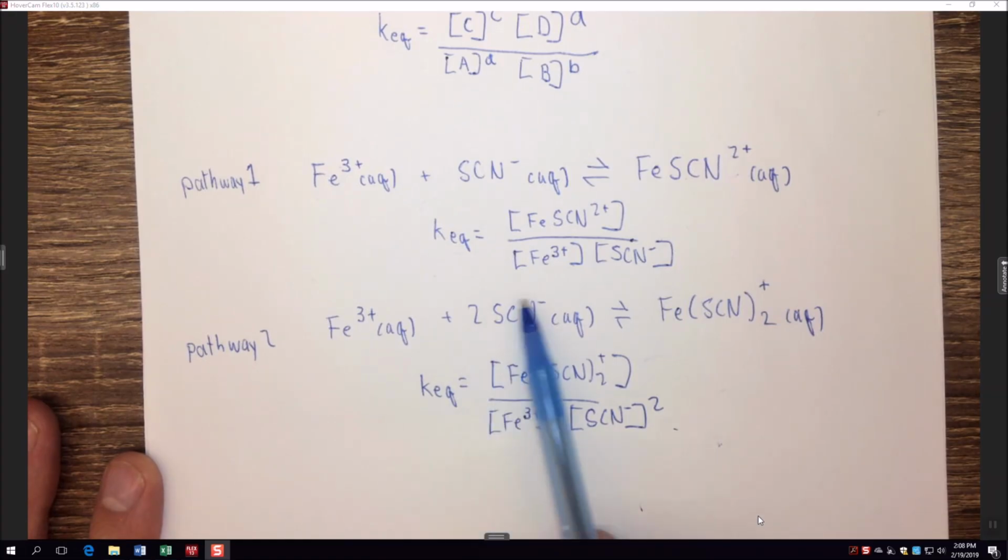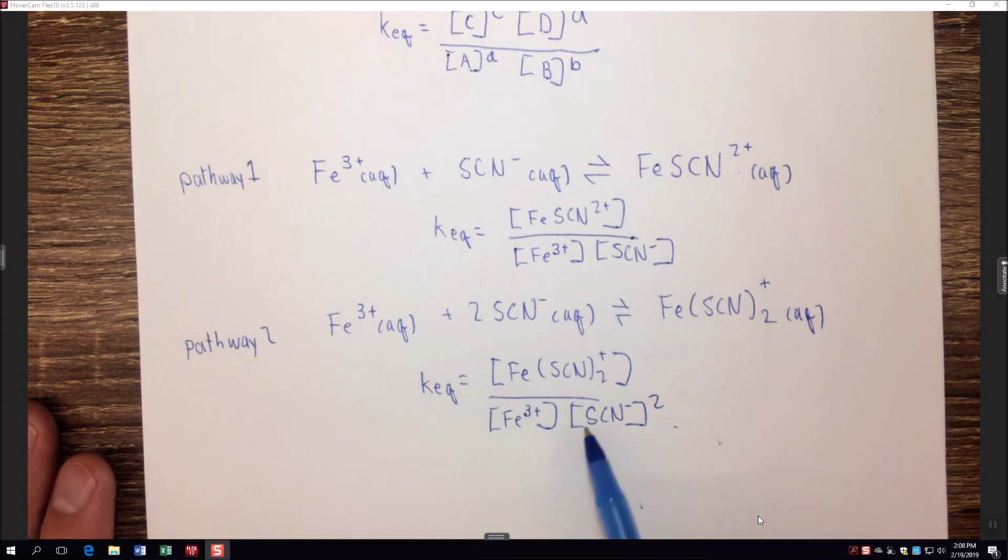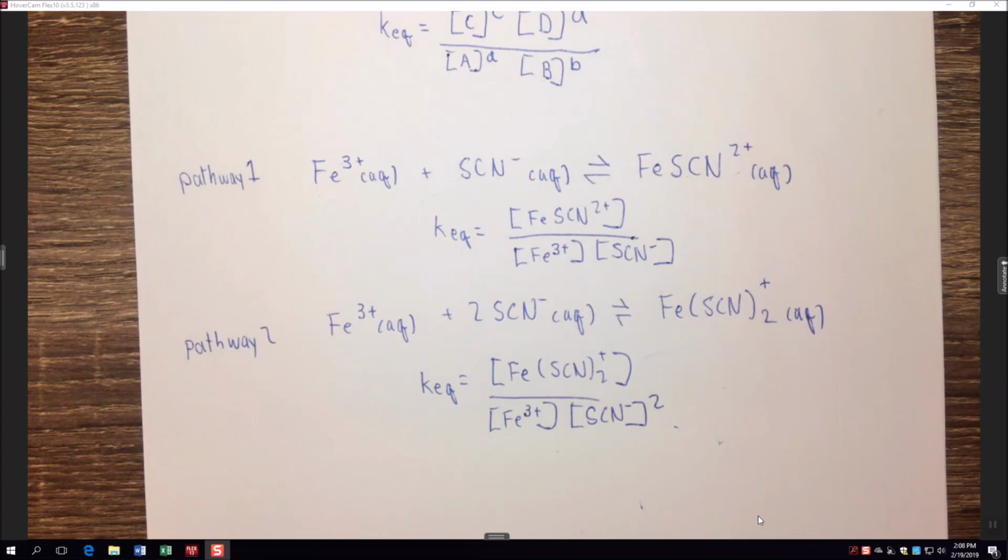Believe it or not, you can use the same experimental information, just do different math. And then we're going to calculate the RSD. The one with the lower RSD is the pathway that's occurring. So next what we're going to do is look at how to do this.